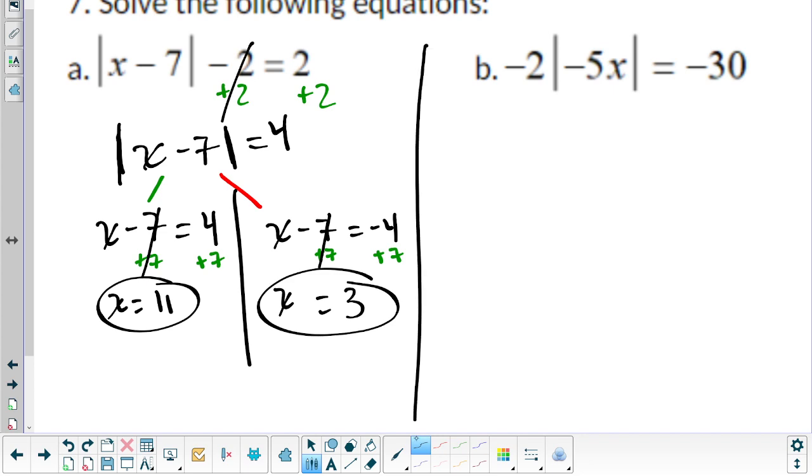We're going to use the same logic. I still want to isolate the absolute value. So this time I need to get rid of this negative 2. Except this negative 2 is not just hanging out. It's not just being subtracted. It's actually attached to the absolute value sign. And when it's attached to something like parentheses or absolute value, that means it's multiplying. And so I need to divide both sides by negative 2.